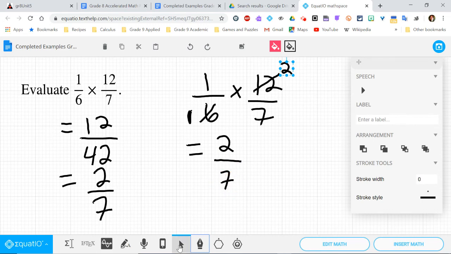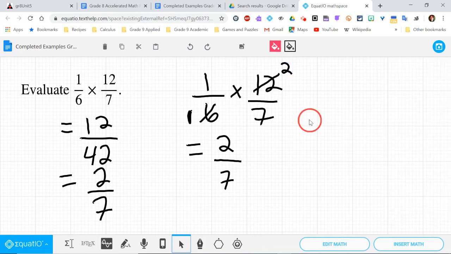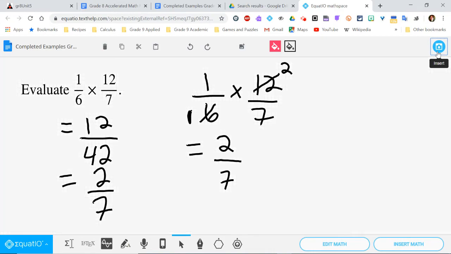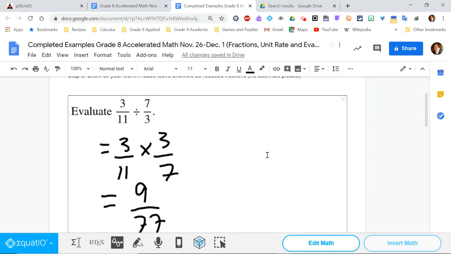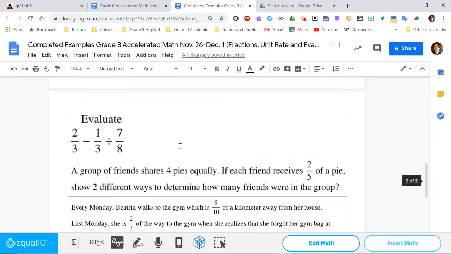So that method is just something that works in terms of being able to reduce the fraction ahead of time. You cannot do this if you're adding or subtracting. It has to be multiplication. Either are completely acceptable. However, the second method that I showed you makes your numbers smaller and makes the expression evaluation go a little bit quicker. But again, it doesn't matter which way you choose. So then I'm going to insert once again by clicking up here. So now I have my second question evaluated.